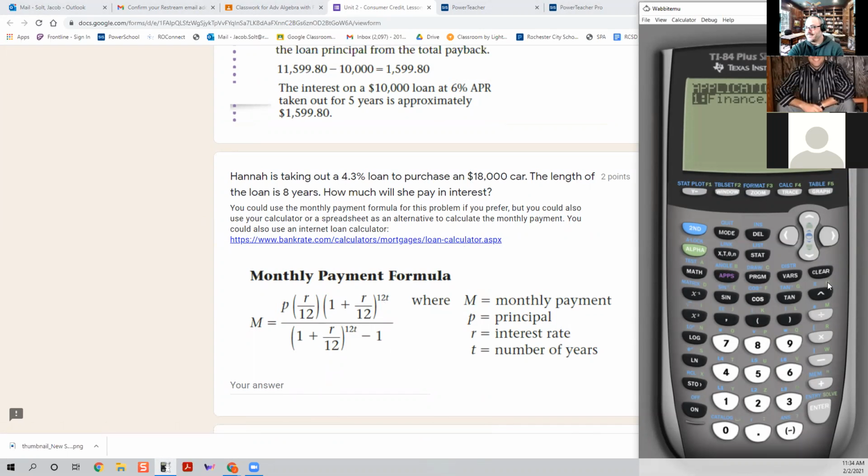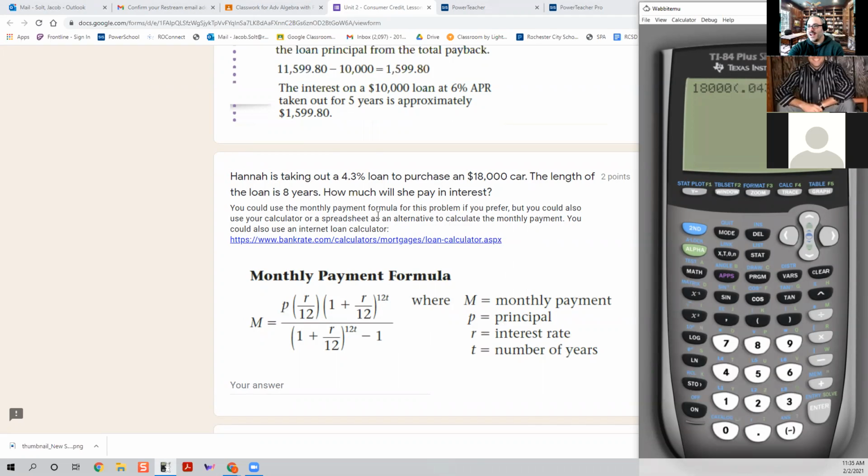Wait, so we have the principal, which is the 18,000. 18,000 is the principal, right? So I'm going to do the top first. I'm going to do the Mr. Salt way, the top first. So I'm going to do 18,000, that's my principal, parentheses, times your APR. So I'm going to convert it to a decimal in my head.